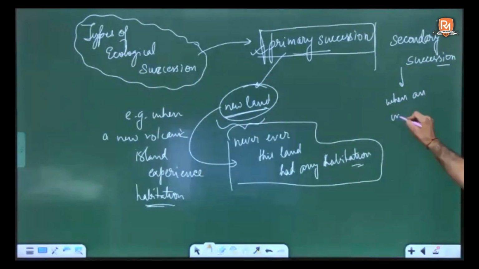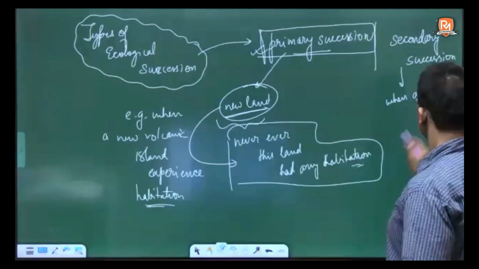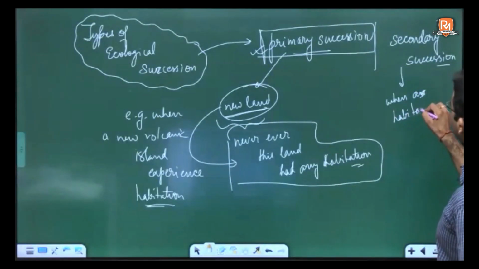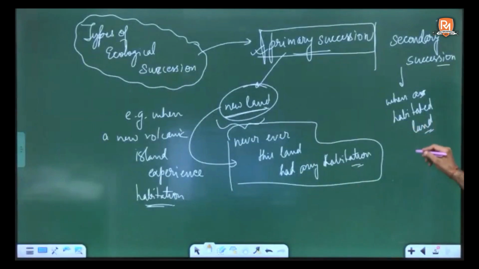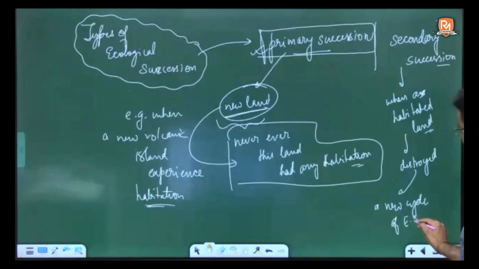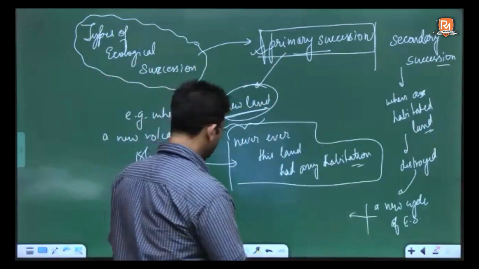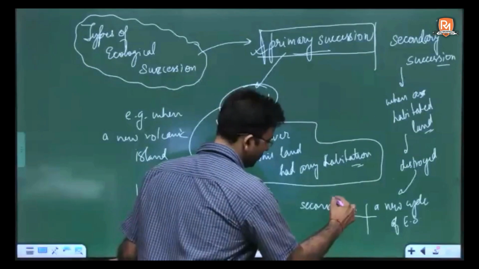When a habitated land, that is land which is already undergoing a succession, is destroyed and a new cycle of ecological succession begins, this ecological succession that begins on a land which once had a life form is known as secondary ecological succession.